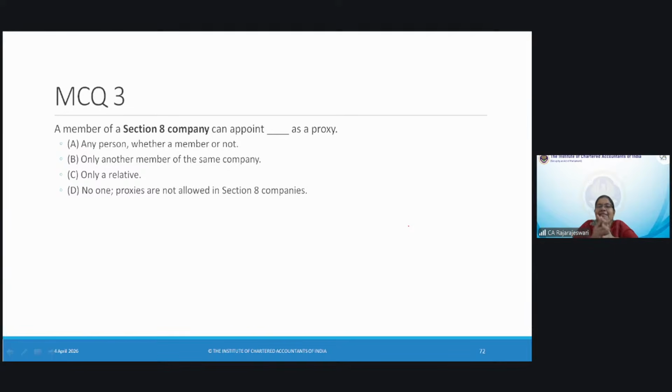A member of a Section 8 company can appoint: any person, whether a member or not, as a proxy; only another member of the same company as a proxy; only a relative as a proxy; no one, proxies are not allowed in Section 8 companies.